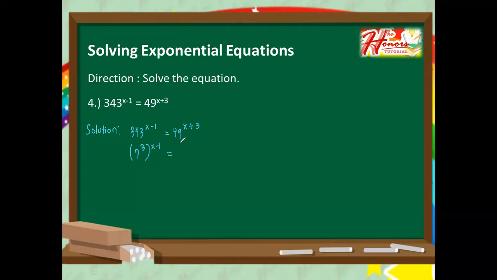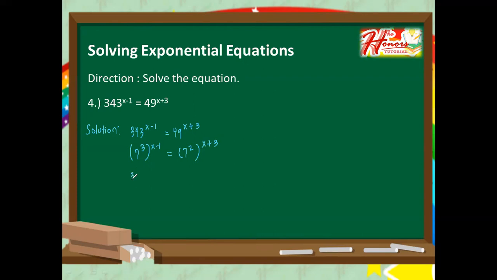Please change 49 also to exponential notation having the same base as 7 raised to 3. So it will become 7 raised to 2. Why 7 raised to 2? It is because 7 raised to 2 is equal to 49. And also, we will have the same base as the left side of the equation. Don't forget to copy x plus 3. And then we will focus again at the exponent.